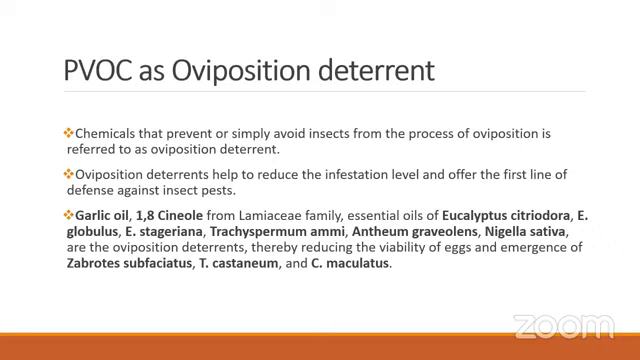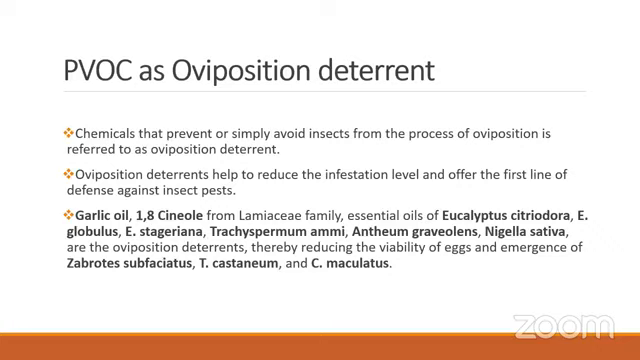So these are called oviposition deterrents. Even oviposition deterrents help to reduce infestation. How? Because they are the first line of defense against a pest. When the eggs won't be laid, they won't hatch, the larva won't turn to pupa, and finally the progeny won't go to the next generation. So this is the first line of defense.